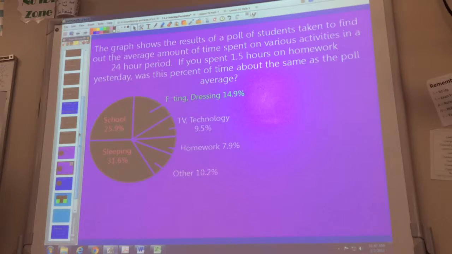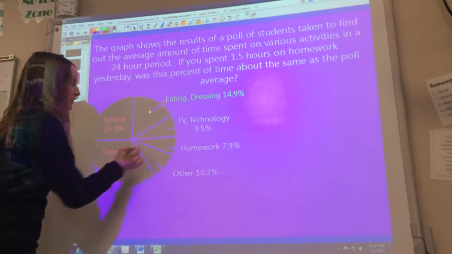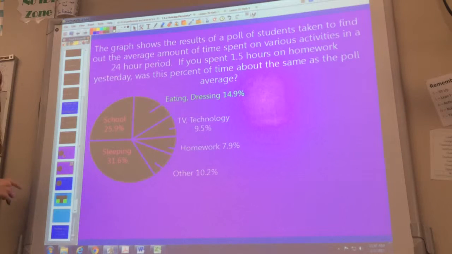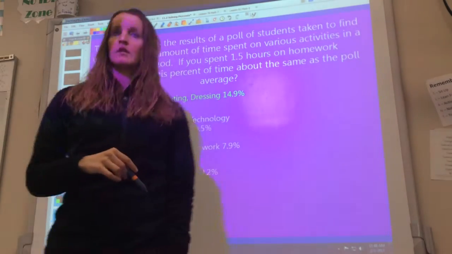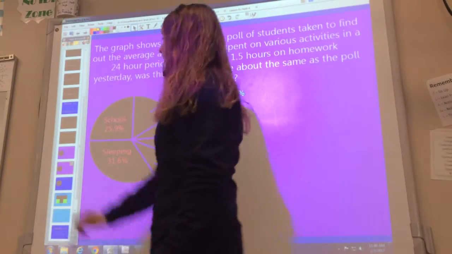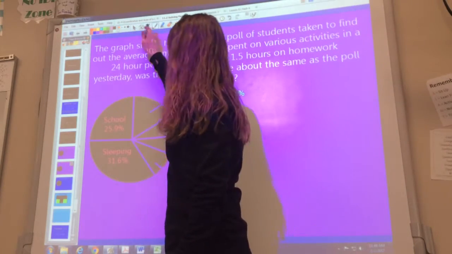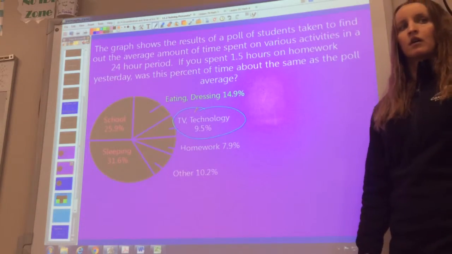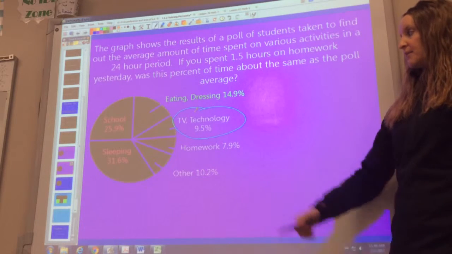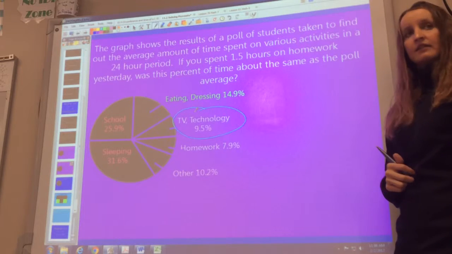Did you all get that? This whole circle represents a what? A day. Very good, okay? If we do that, could we convert all of these into hours? Right now, I just want to test your knowledge. If we want to convert this into hours a day, set up that proportion. How do you convert how much time an average person spends on TV and technology per day?